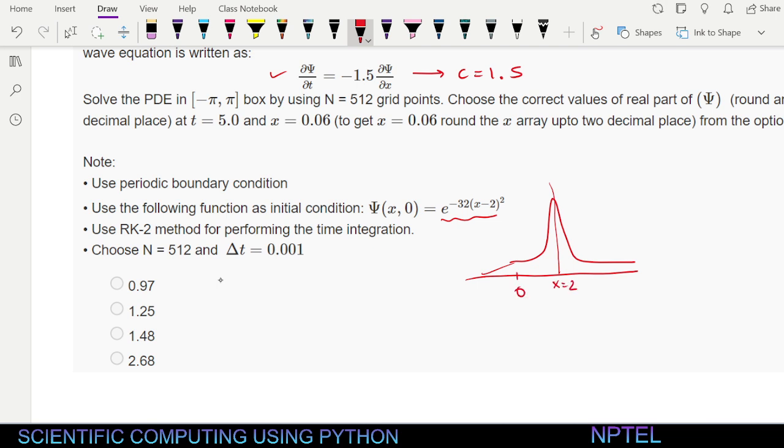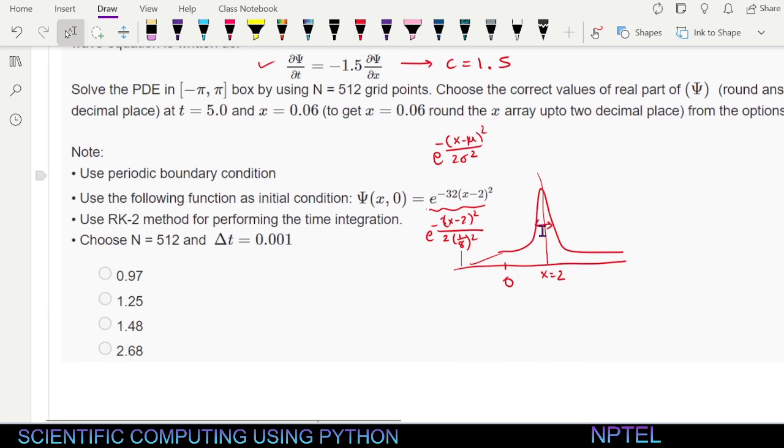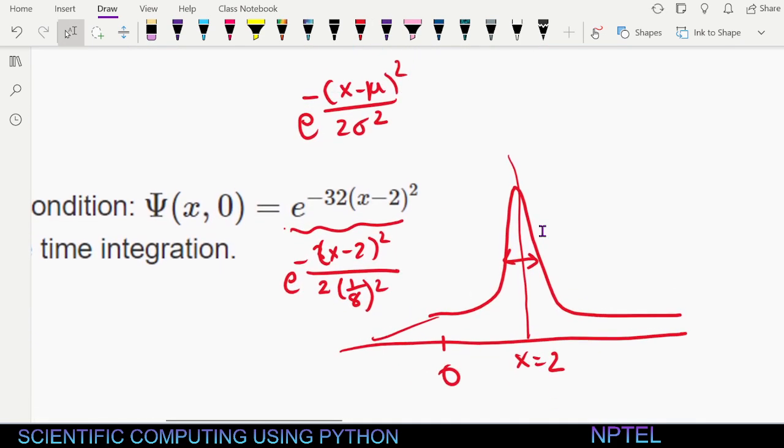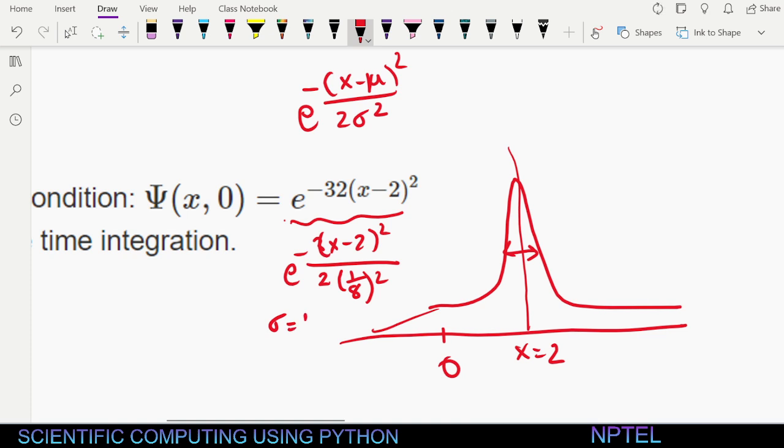This is 0 somewhere. And what will be the width of this distribution? So you write this as (x minus mu) square divided by 2 sigma square, right? So this becomes e to the power minus (x minus 2) square divided by, this will be 1 by 32, but 2 times 1 by 64, which is just 1 by 8 square. Let me zoom. Okay, so basically your sigma is 1 by 8. So this width is going to be 1 by 4.